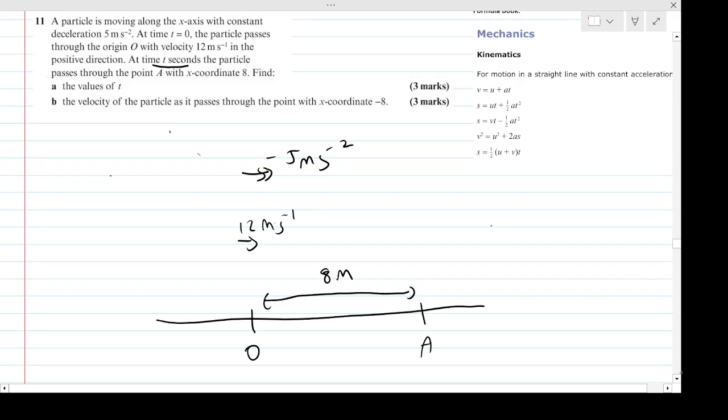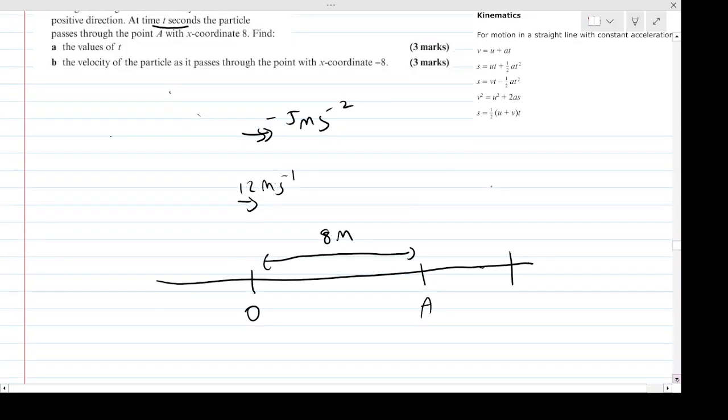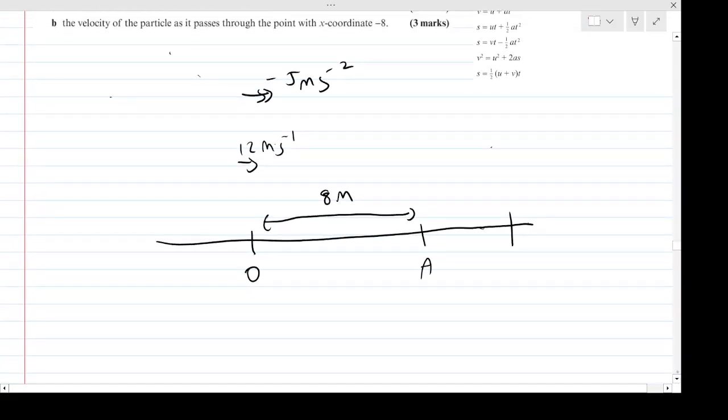Well, again, it's the same sort of situation because it's slowing down because the acceleration is negative. If it starts at 12, it's going to slow down, and at some point, say here, it's going to come to a stop at 0, and then it's just going to go backwards. Anyway, for now, all we need to find is t when it passes through A. So again, it's going to go forwards, then it's going to come backwards.